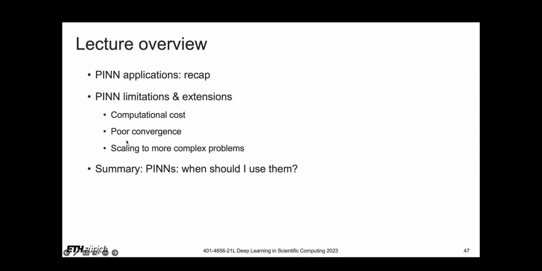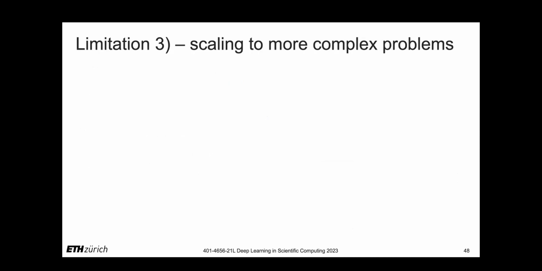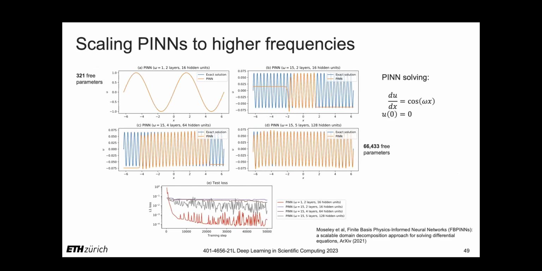So the final one is scaling to more complex problems. We've covered the computational cost, and changing the loss function to try and converge better. So let's think about scaling. Let's go back to this issue that I showed you at the start. If I just do a fully connected network with a cosine or a sine solution and increase the frequency, the PINN just doesn't scale. We need way more parameters. It takes longer to converge, and it doesn't converge to the same accuracy as the simple solution. So how do we change this?